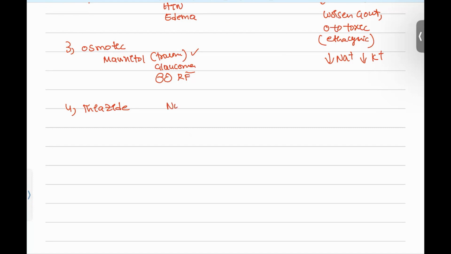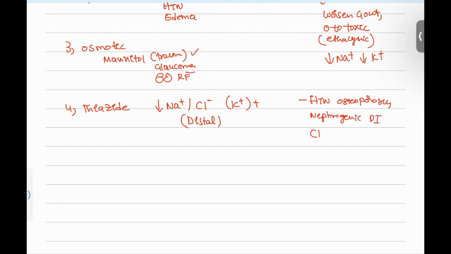And what is the mechanism? It will block sodium and chloride, but not potassium. Potassium is normal. It acts on your distal convoluted tubule. Thiazide drugs are very much used in patients with hypertension with osteoporosis, and also nephrogenic DI. Patients suffering from CKD with hypertension, we can also use it.